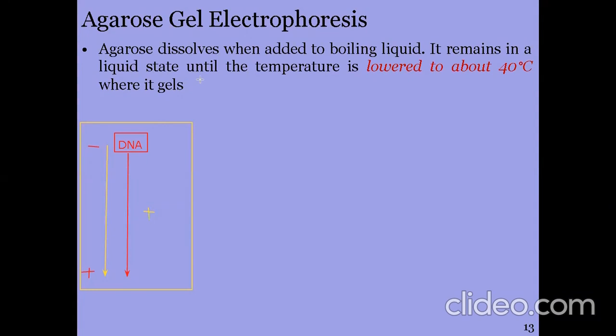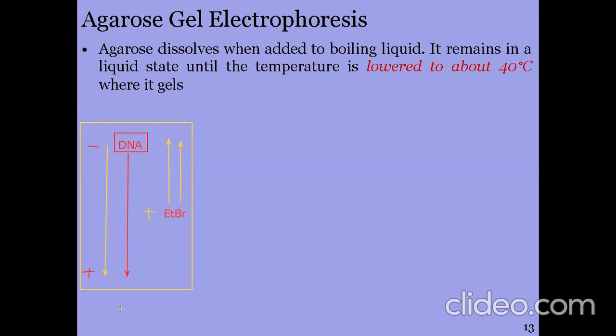If I write ethidium bromide here, ETBR, ethidium bromide has positive charge. Due to the ethidium bromide, this gel will be looking red in color. But when we run it, it will move from negative to positive. Ethidium bromide will move in this direction, the DNA will move in that direction.